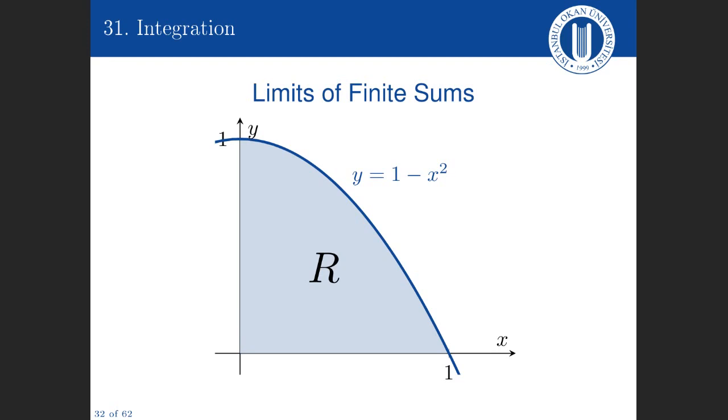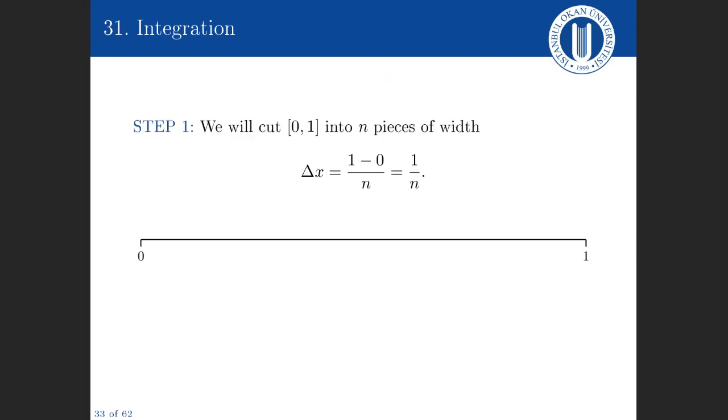We've talked about things getting closer and closer, haven't we? We've talked about what happens when things get closer and closer. We've talked about limits. We're going to use this idea, we're going to take limits of finite sums. First thing we're going to do is take our interval from 0 to 1 and cut this into n pieces of width 1 over n. The width of each one of these sections, which I'm calling capital delta x, will be equal to 1 over n.